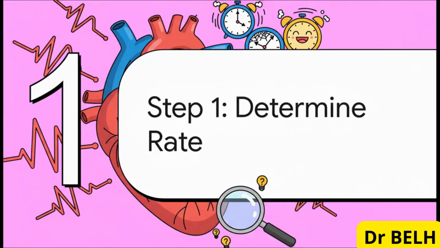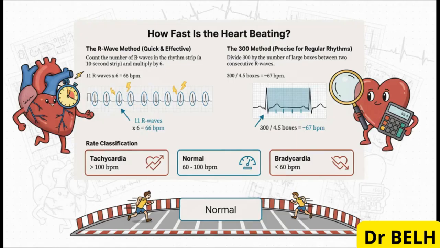All right, step 1, the rate. It's all about speed. Is the heart racing? Is it crawling along? Or is it just right? This is our very first clue in this detective story. You know, figuring out the rate can be surprisingly easy. We've got 2 great ways to do it.